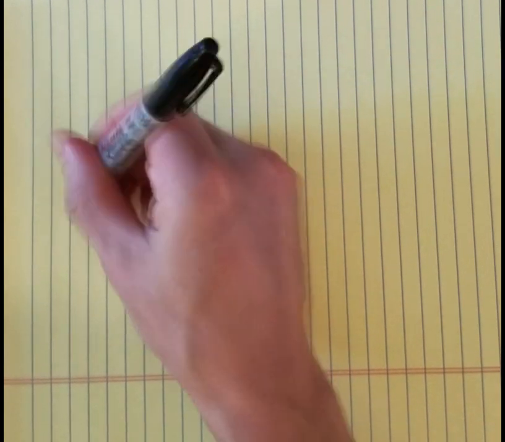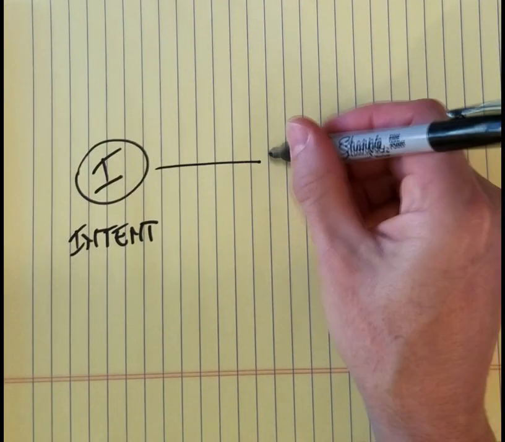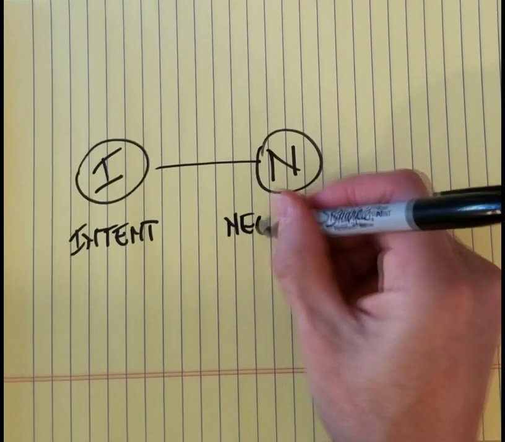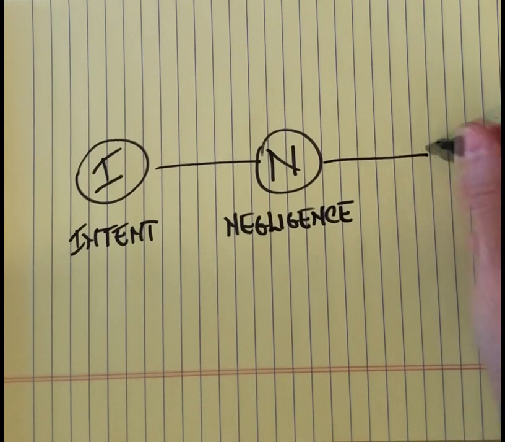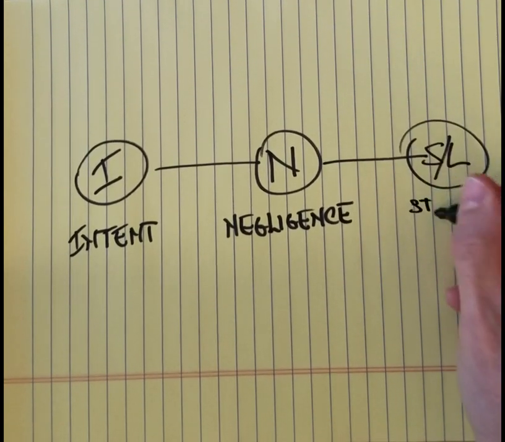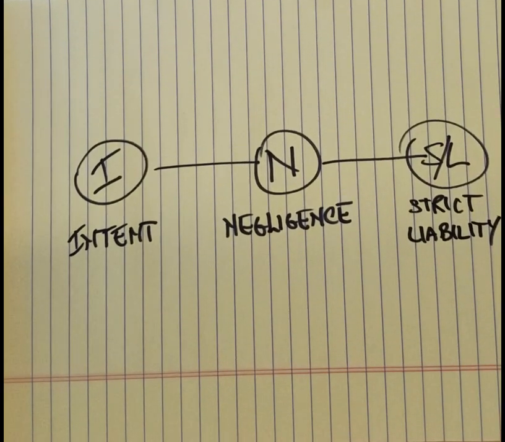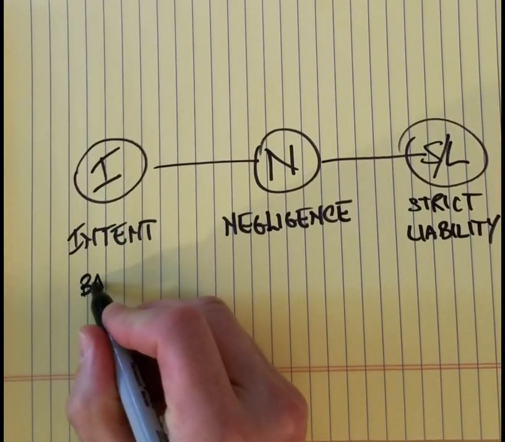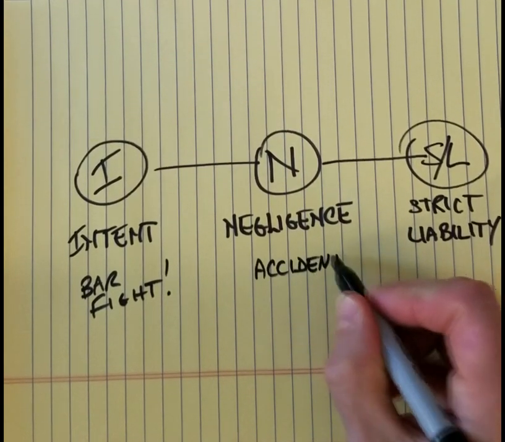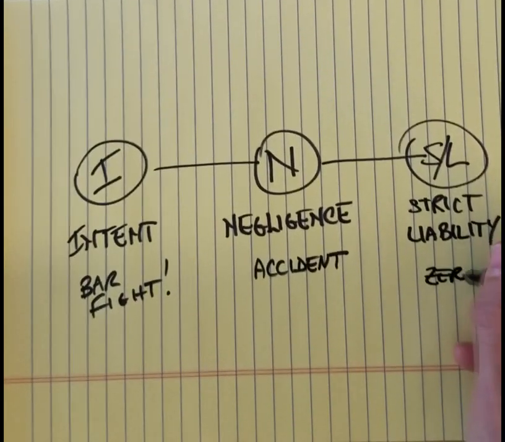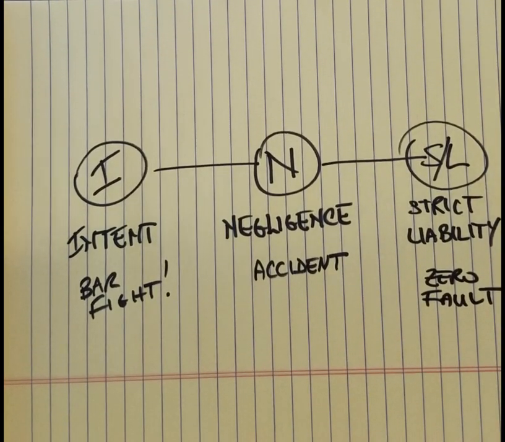The basic study of tort law is usually approached in 3 units. Each one is described by the culpability state of the defendant. The first is intent, the second is negligence, and the third is strict liability. You can think about intent as the simple case of punches being thrown in a bar fight. Negligence is usually associated with something like a car accident, and strict liability is a zero-fault state. We'll do more with that later.